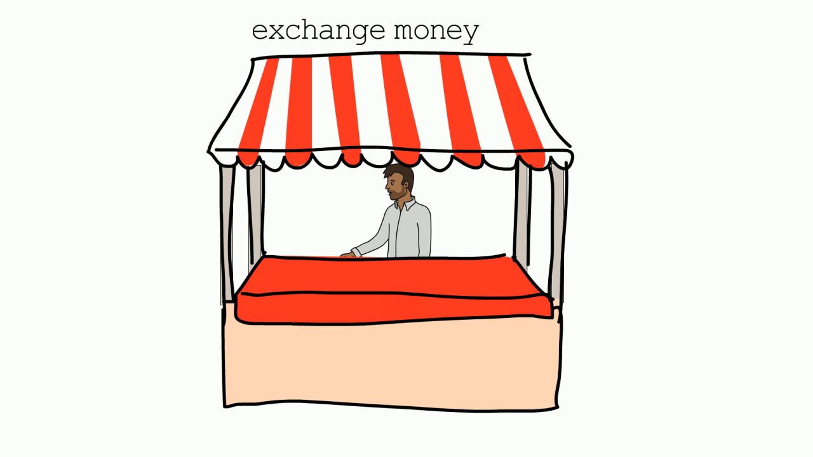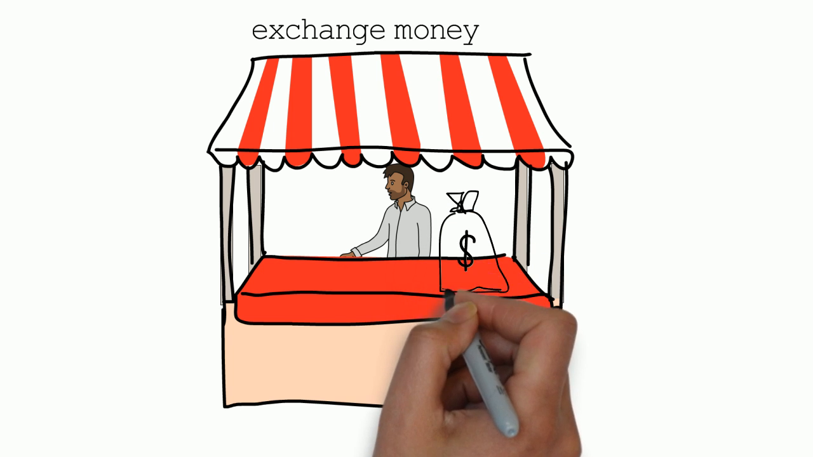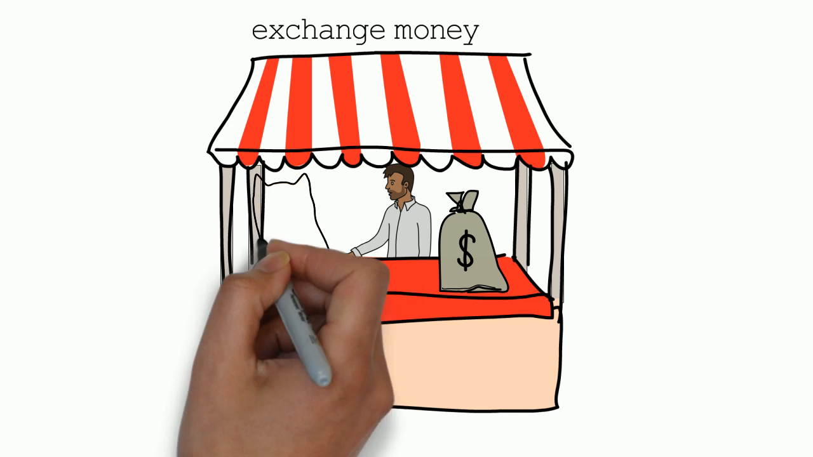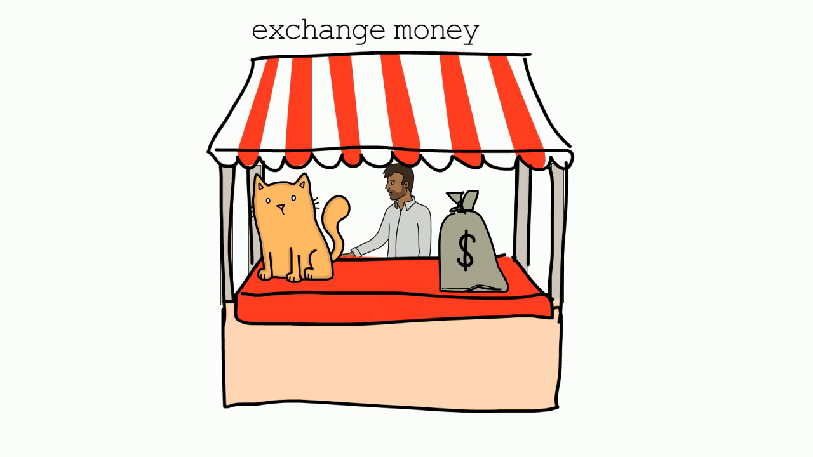Exchange money. Also important. Maybe Mr. P only has pounds and he needs dollars, so he has to exchange his money so that he has money to pay with.